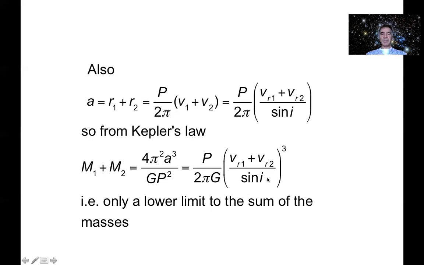Like I say, often we won't know what sin i is. Obviously, it's a number between 0 and 1, but for an individual system, that's not much help. If you've got a whole lot of these systems, then an average value here would allow you to make an estimate. But of course, it is cubed, so it's often fairly uncertain. So you can't always necessarily work out the individual masses. You only get a lower limit to the sum of the masses. If you put sin i of 1 in here and work out the sum of the masses and use the ratio from before, then that will tell you a lower limit to each mass. But you do know the ratio.